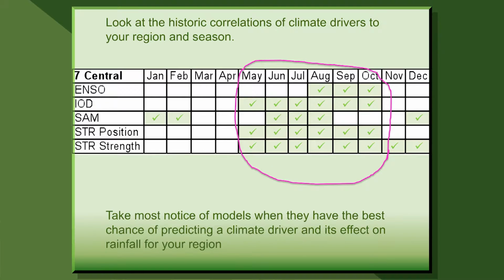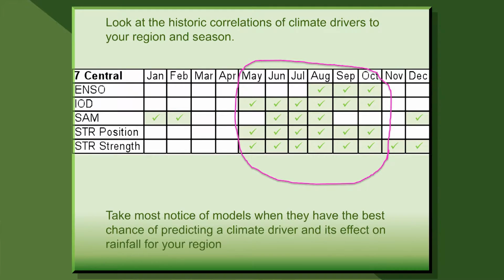The other thing that is critical is to know the climate drivers in your area and how they affect the rainfall and at what time of the year. That varies around Australia, and models are much more believable when they're forecasting things that are capable of happening at the time that affects your rainfall. It just gives you a lot more confidence.